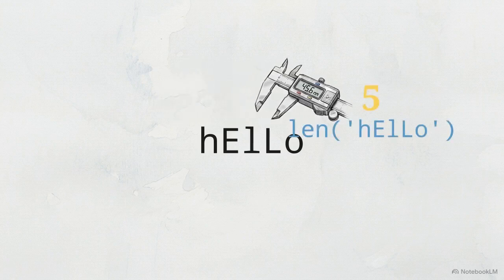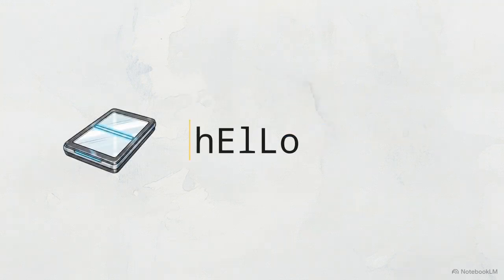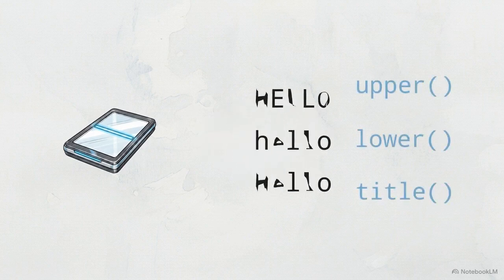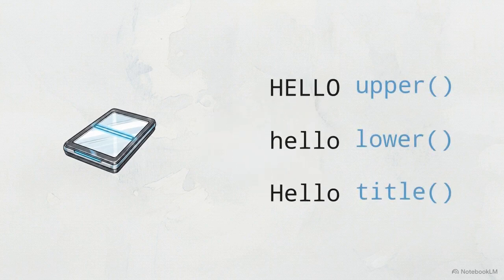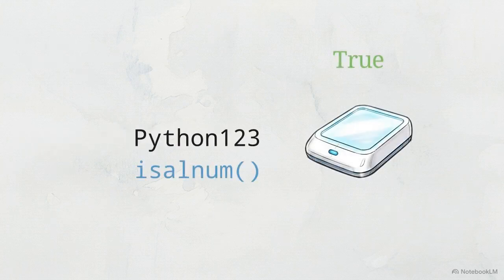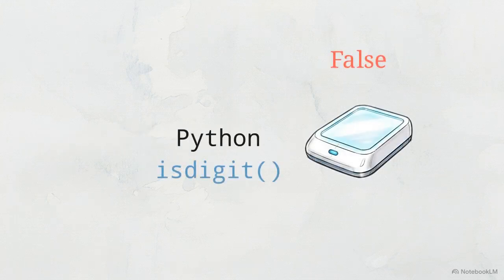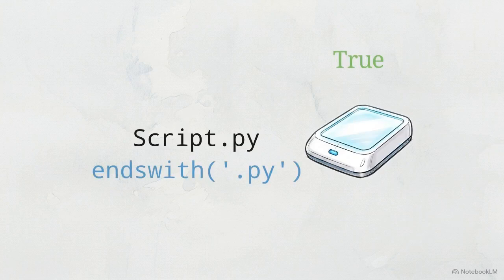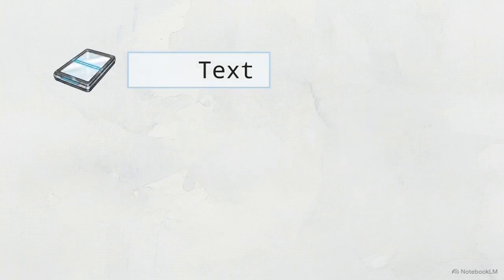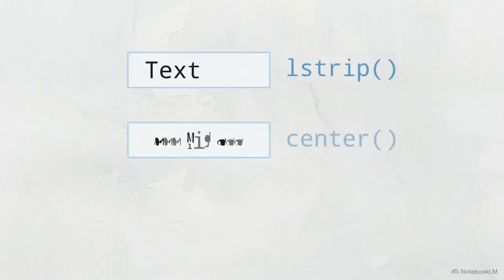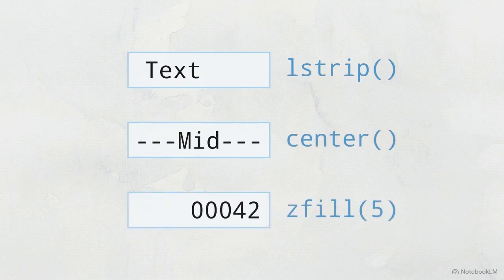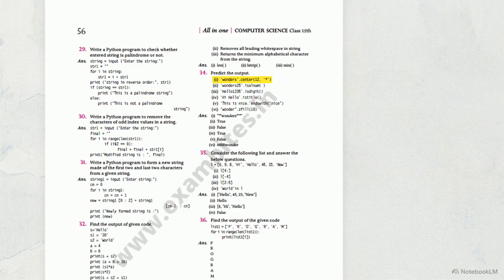You can measure a string's length with the len function, or force case conversions using methods like upper, lower, and title to fix messy data. Boolean checkers like isAlnum, isdigit, and endswith scan the text and report back true or false. Then there are formatting tools that adjust layout, like stripping whitespace with lstrip, or padding a string using center and zfill. Predict the output for these two test paper commands.